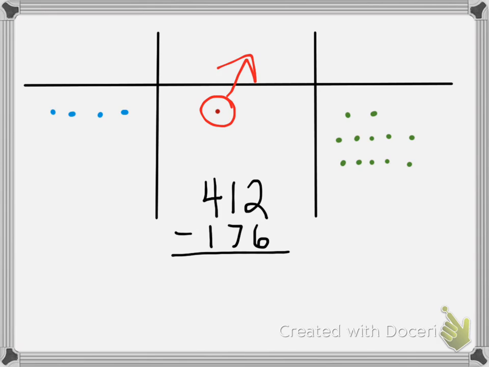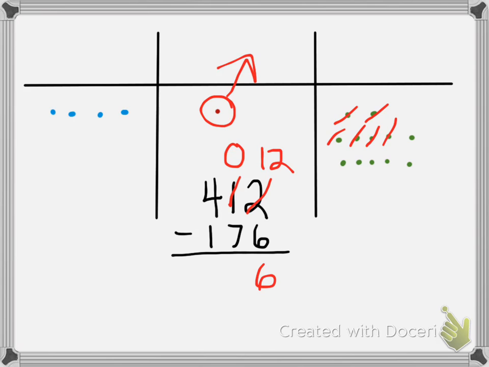Before I take it away though, I'm going to record what I've just done. So I don't have 1 ten anymore because I exchanged it. So I'm going to put a 0 there. And now I added 10 ones to the 2 tens that I started with. So that's going to become 12. Now I can take away my 6 ones. And how many am I left with? I'm left with 6.